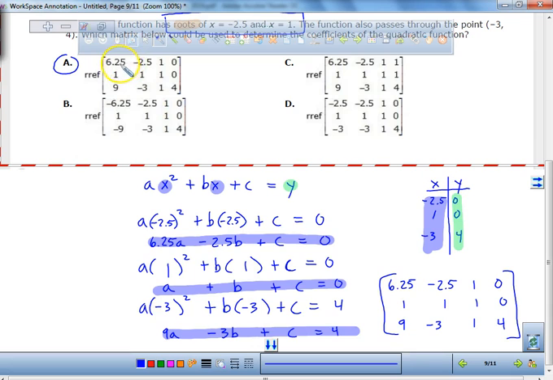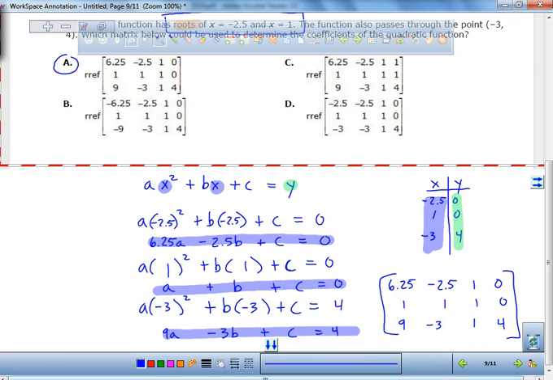Does that match every single one? Yeah. That's the answer. Now, that's how you do it in reduced row echelon form. All right? And then we would use that to find what? The A, B, and C.